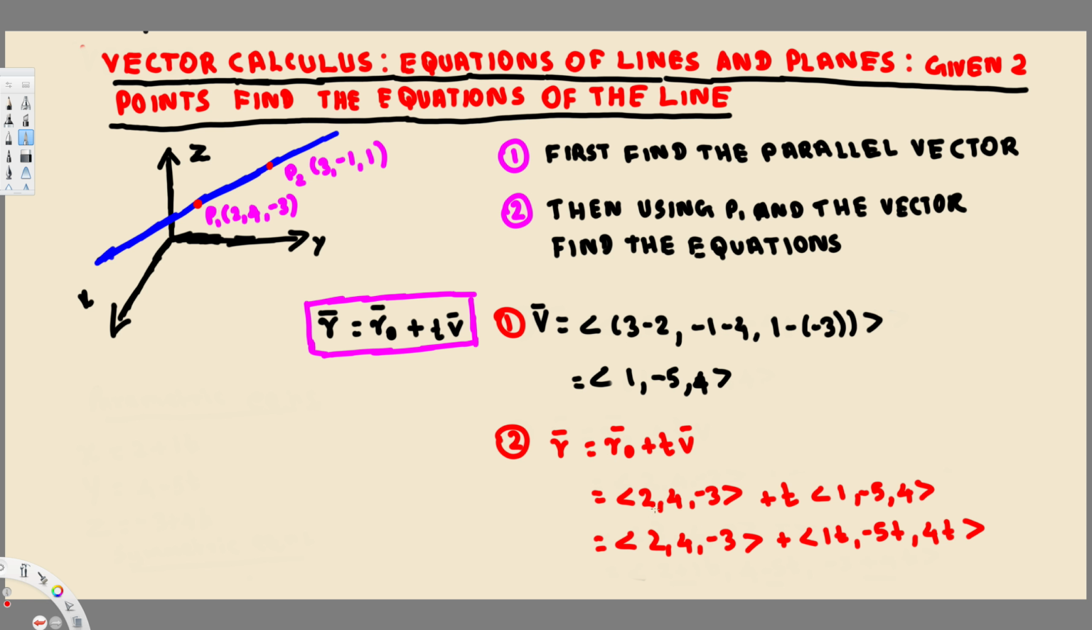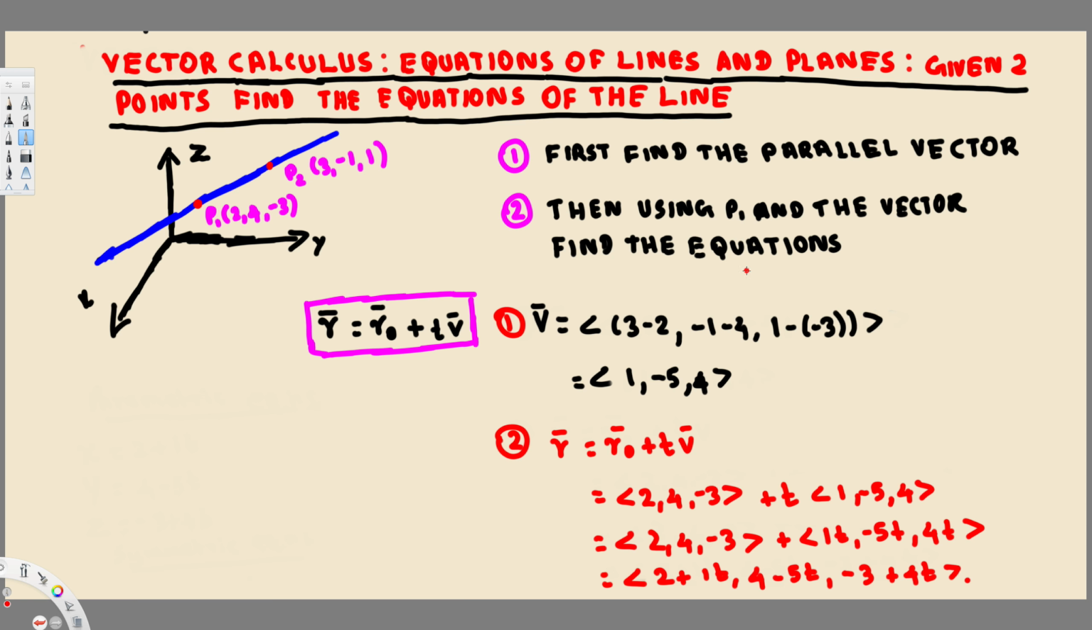Now all we have to do is add them together. Like we have to add the like terms, like x with x, y with y, and z with z. Now x values are 2 and 1t, right? So that's going to give us 2 plus 1t, and y values are 4 and minus 5t, that's going to give us 4 minus 5t, and then z values are minus 3 and 4t, and that's going to give us minus 3 plus 4t. Now this is the equation of this line.